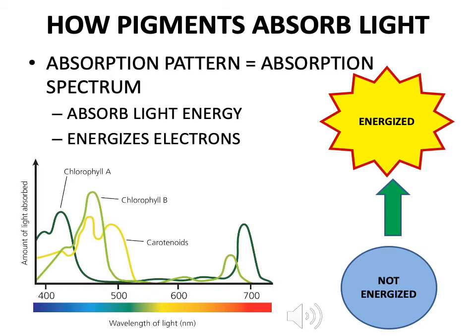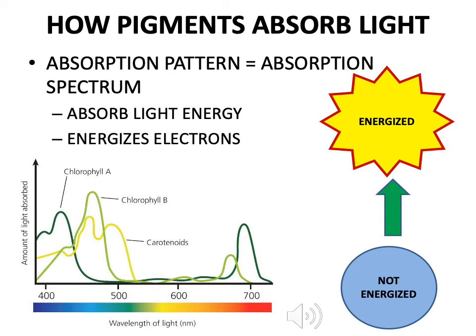Now, what ultimately is going to happen is we're going to use that light energy to energize electrons. And so over on the right-hand side of the slide, I have kind of a little schematic showing you a non-energized electron in blue and that energized electron in yellow. And once I generate that energized electron, well, I can use that as a component of building a food molecule. And this is what plants do. They energize electrons, and they use those electrons to build food molecules.